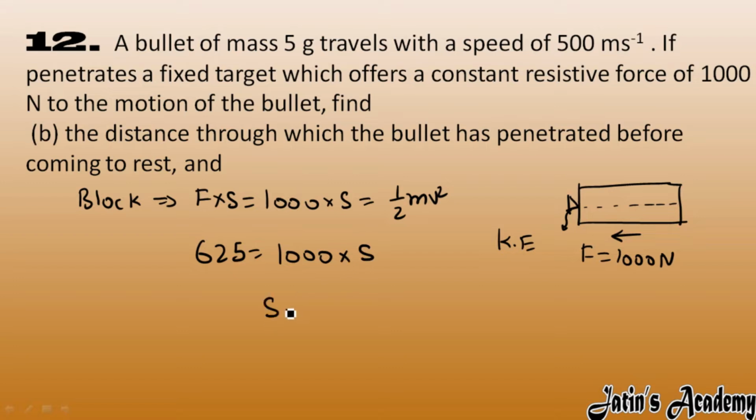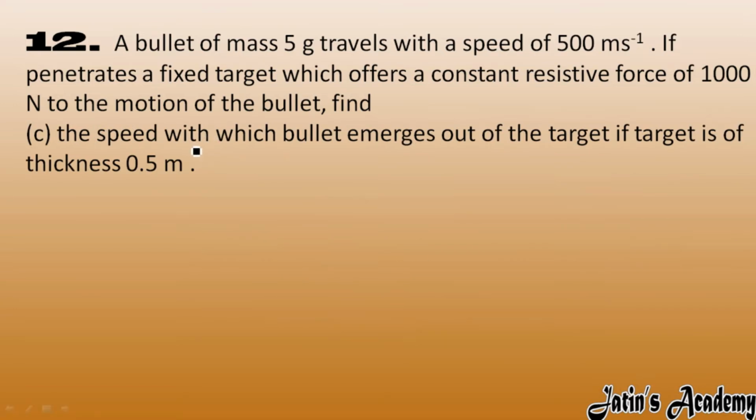So displacement we got as 625 by 1000, that is 0.625 meter, means up to this depth or distance the bullet will penetrate before coming to rest, that is 0.625 meter. Clear? Next we have the speed with which the bullet emerges out if the target is 0.5 meter thick. Now the thickness of the block is only 0.5 meter.